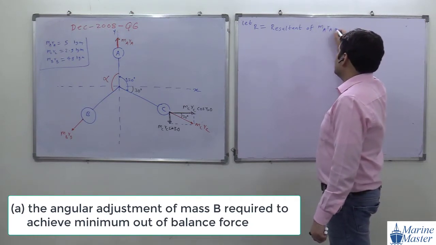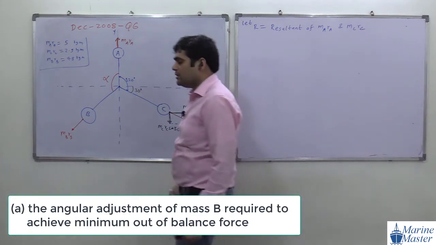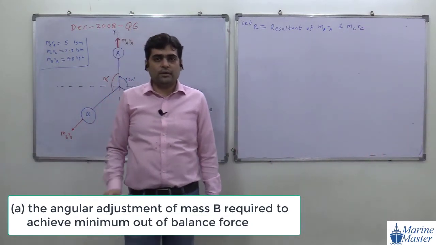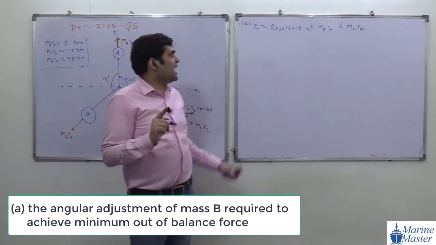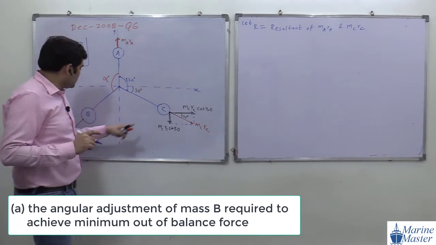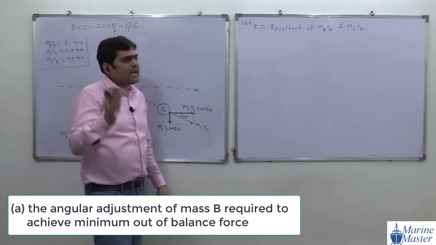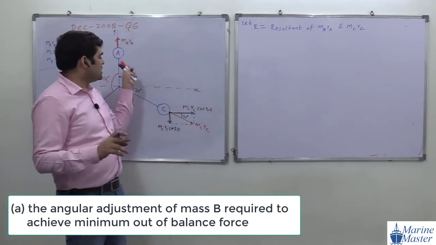MARA and MCRC only. What I am considering R is what? Resultant of only MARA and MCRC, because this MBRB is unknown to us. Wait for 5 to 10 minutes, I will explain why I am considering only the resultant of these two.